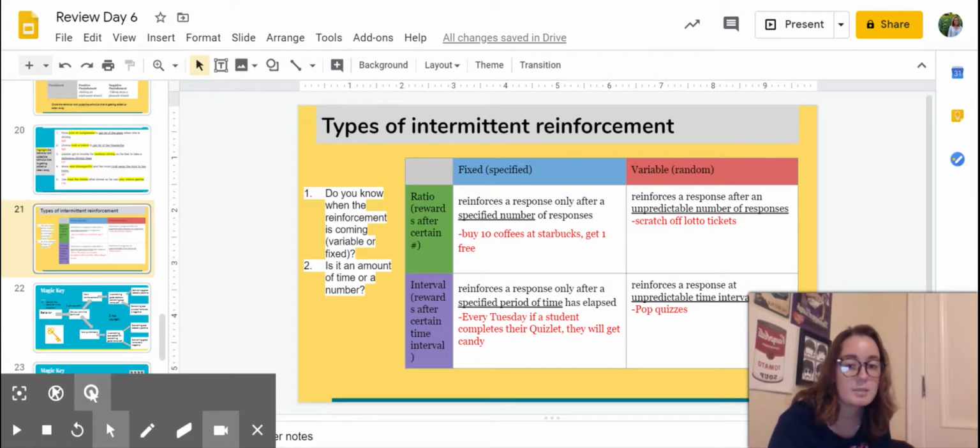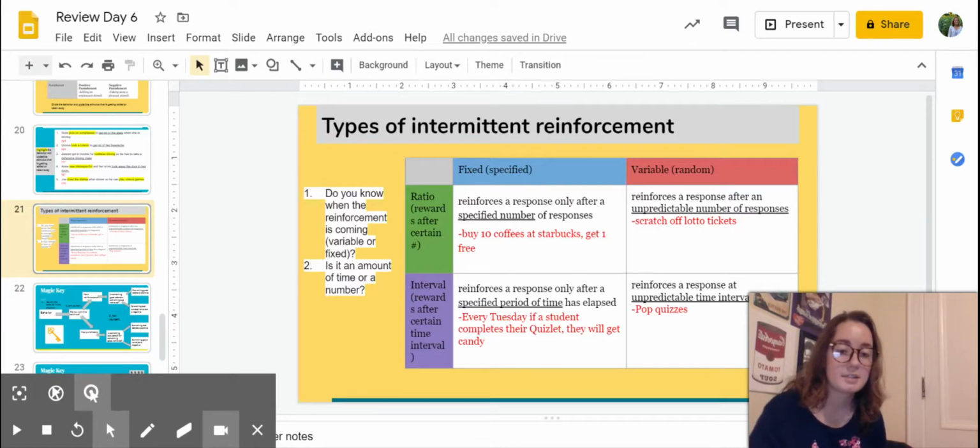But then variable interval is kind of like your pop quizzes. So it's reinforcing a response at an unpredictable time interval. So you always have to be on your game because you don't know when it's coming. And that's the example of me randomly putting candy in the phone pocket. You don't know when it's coming.